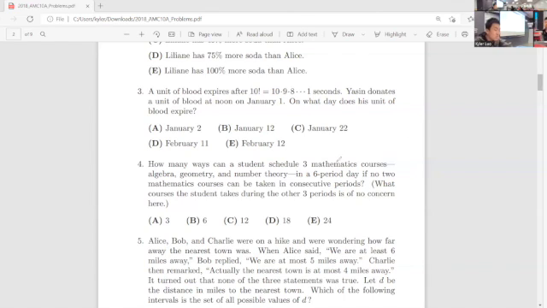So there's 3 mathematics courses in a 6-period day. So let's write the 6 periods. And then you can't have 2 consecutive periods. So how many ways could you place the courses? So you could put algebra here, geometry on 3, and number theory on 5.